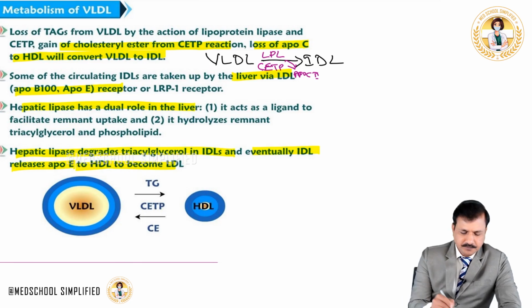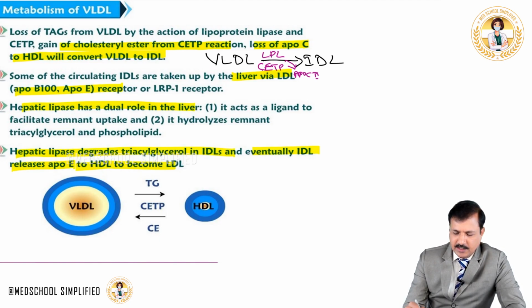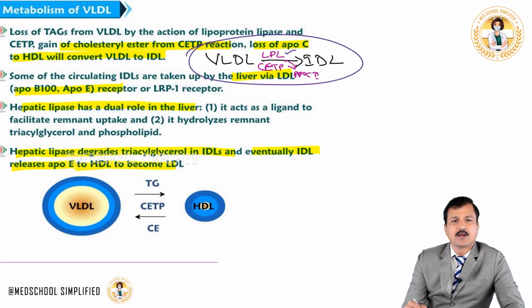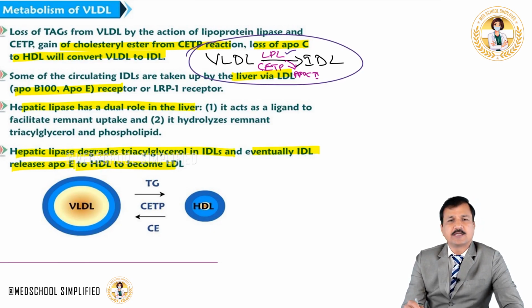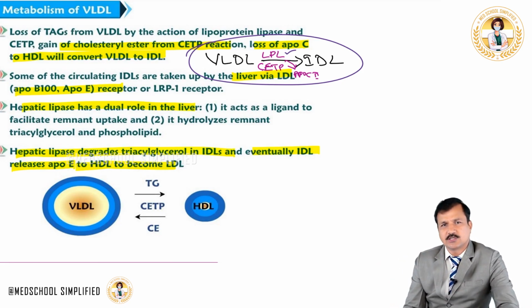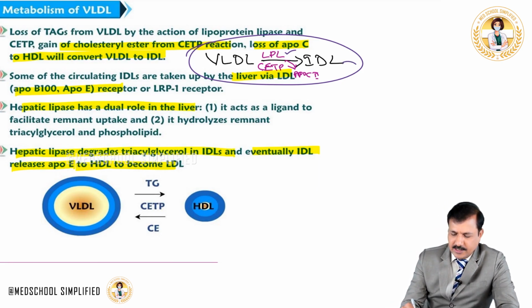So overall, what happens with the VLDL here? Let me write it down. VLDL is acted on by lipoprotein lipase enzyme, as I have written here, right? It is also acted on by CETP, cholesterol ester transport protein, and it loses a significant amount of triacylglycerol. At that time Apo C-II will go back to HDL, and that's when IDL is made. And now this IDL is acted on by hepatic lipase enzyme. Hepatic lipase, I just explained.